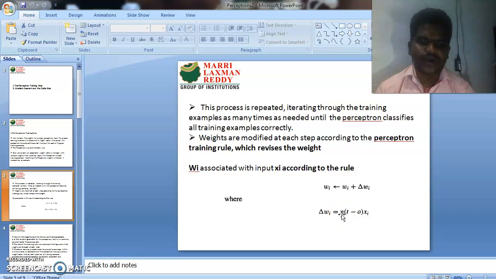Here t is the target output of the current training example and o is the output of the current training example, and xi is the input value. This means updating the weight values in the network. We get the best classification as long as we keep updating the weight values. So delta wi equals eta times (t minus o) times xi, where eta is the learning rate, t is the target output, o is the output of the current training example, and xi are the inputs.